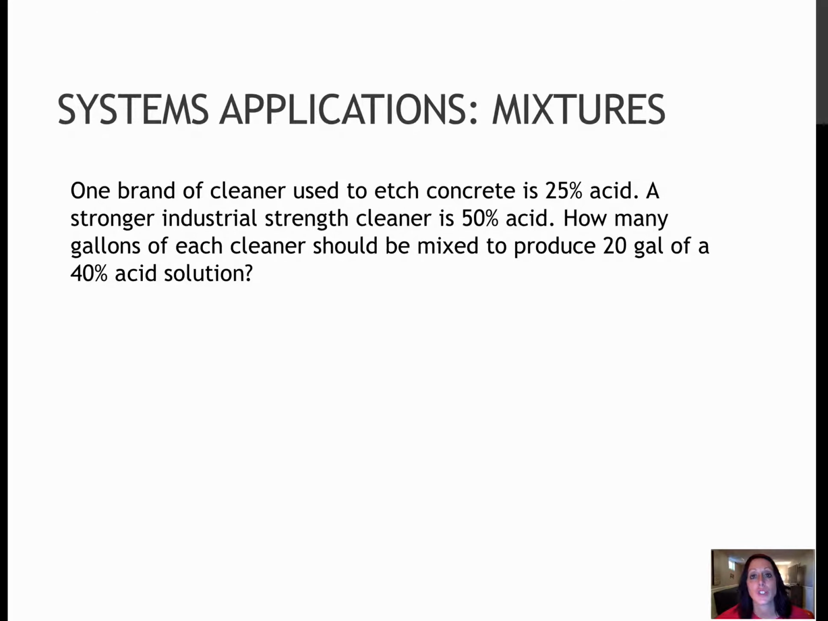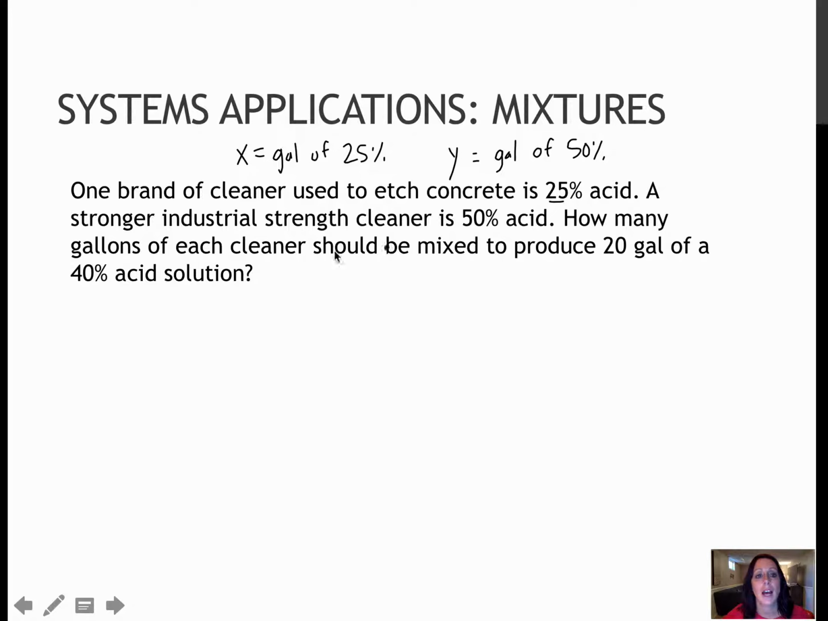The next type of question is a mixture question. And mixture questions are fairly straightforward now that we get to use a system of equations rather than just one variable. And so I'm going to let x equal the gallons of the 25% solution, and I'm going to let y equal the gallons of 50% solution.